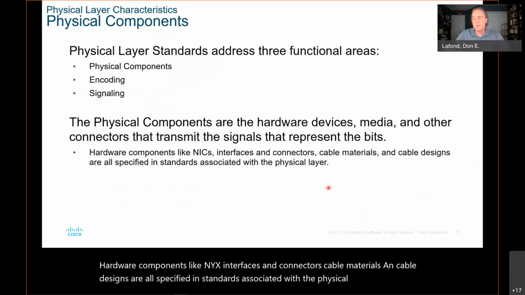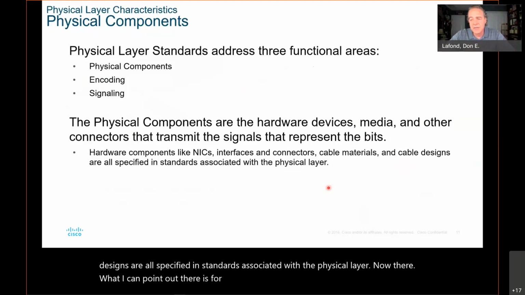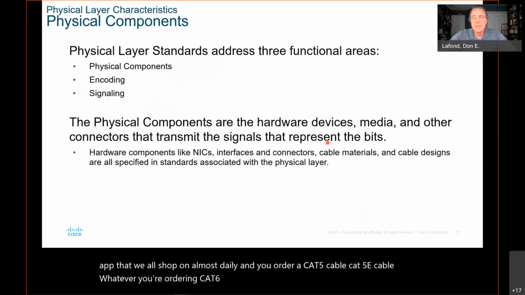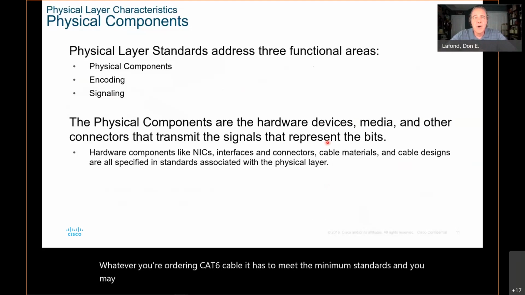Now, what I can point out there is, for example, when you go on your favorite shopping app that we all shop on almost daily, and you order a Cat5 cable, a Cat5e cable, whatever you're ordering, Cat6 cable, it has to meet the minimum standards. And you may say, well, Don, why does the price vary from a patch cable that might cost $3 to one that costs $30 if they're both Cat6 cables?